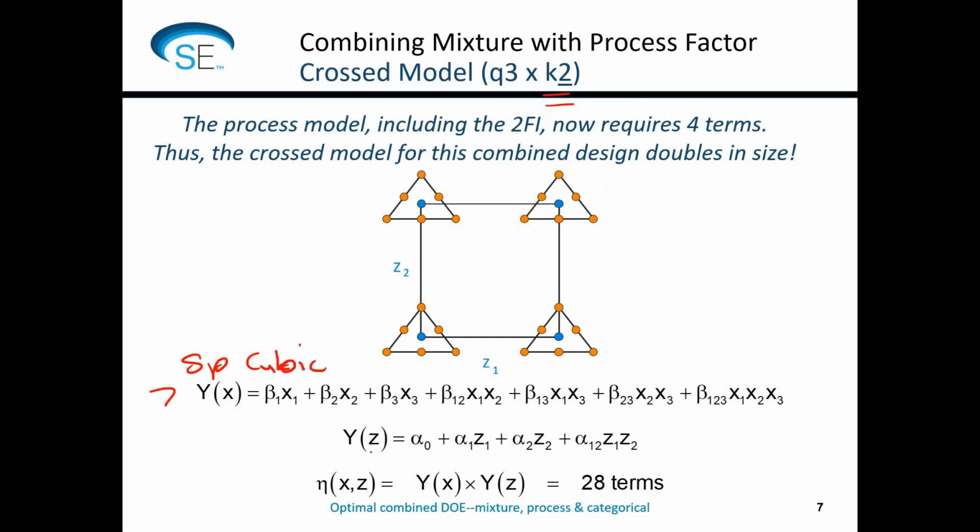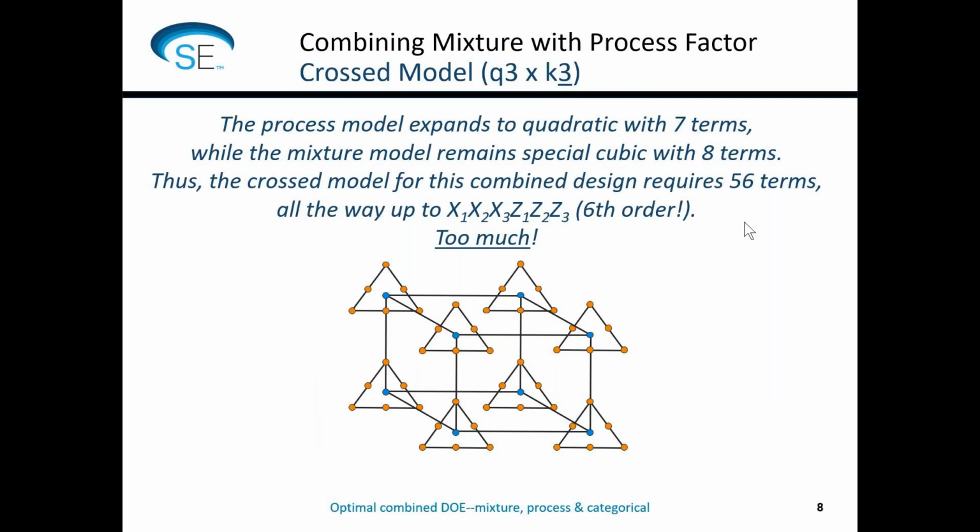But now for the process model, we've added in a second main effect, and then also the interaction of the 2 process factors. Now we've got 1, 2, 3, 4 terms, and so now we have 28 terms to deal with. That's a lot. Already we're getting kind of out of hand with the amount of terms that we have. And now if we go to a third process factor, well, it's kind of getting to be too much.